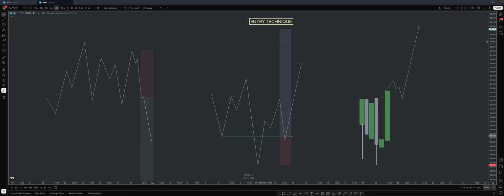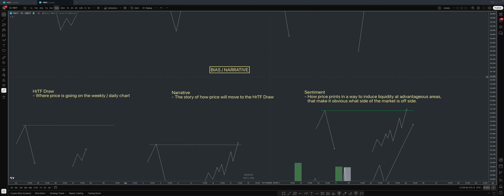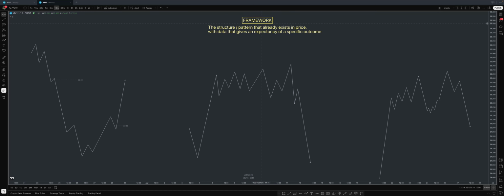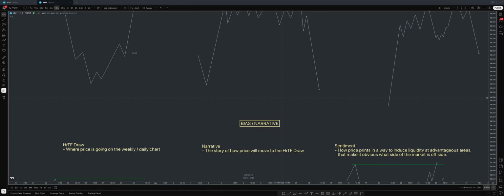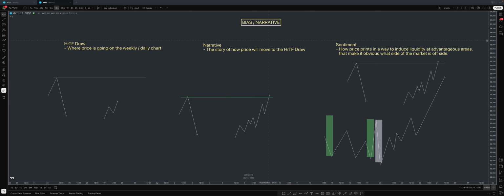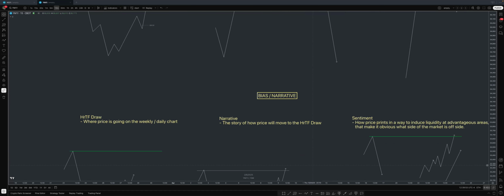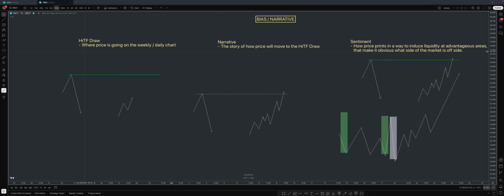So that's just a few examples of some entry techniques. And to recap again, starting off with the framework, a clear structure that exists in price that I can have an expectancy on a certain outcome and have data behind that telling me what percentage of time. Then we go on to the bias and narrative and how the framework fits in with that bias and narrative. And that's where we think price is going on the daily or weekly charts. The story of how price will reach there rather than in one straight line. How is it going to get there?